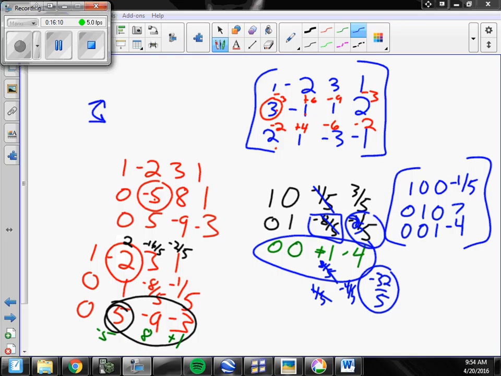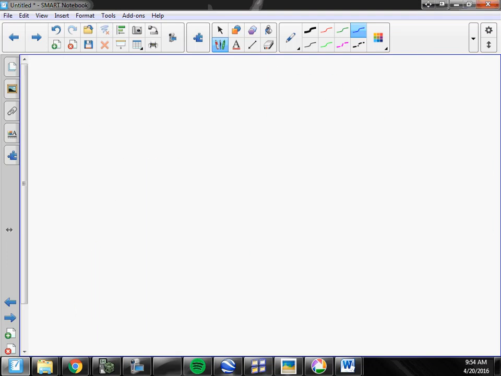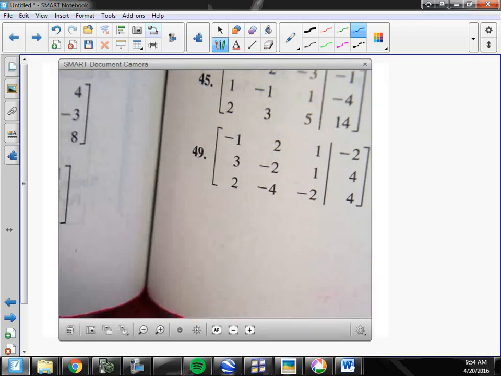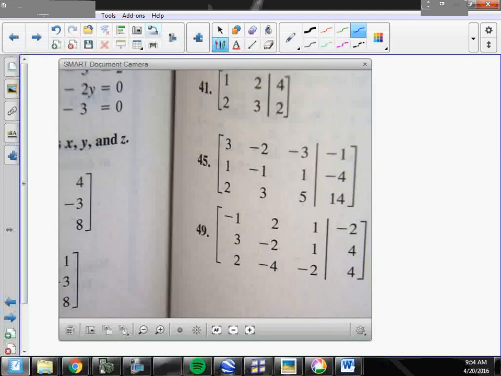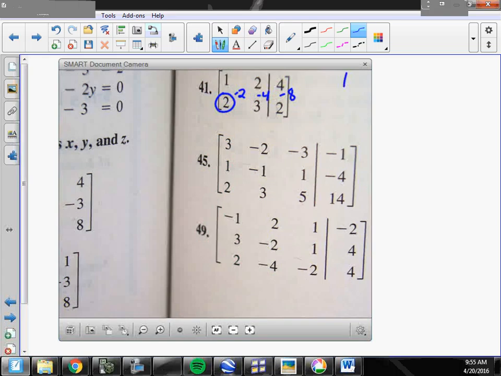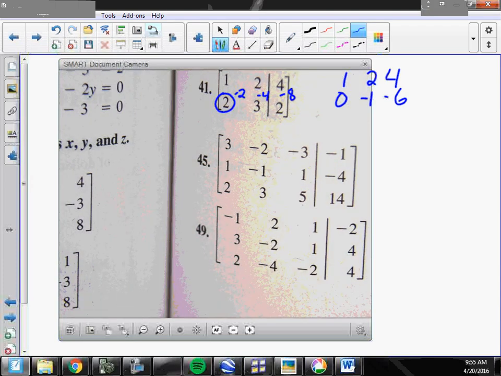That was no fun. Let's do one of the ones in your set. 41. We'll do a couple. 41. I need to turn this into a 0, so I'm going to multiply the top by negative 2. Negative 2, negative 4, negative 8. Add them together. 1, 2, 4, 0, negative 1, negative 6. Times the bottom by negative 1.